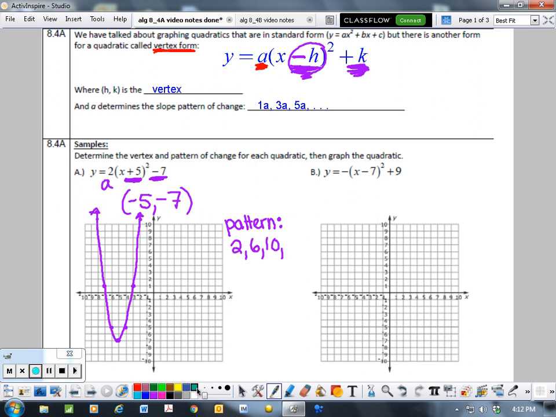So we'll try the next one. This time our a is negative 1. So now our slope or our pattern will be negative 1, negative 3, negative 5, negative 7. And then our vertex will be opposite sign, so positive 7, positive 9. So I go to 7, 9. And now our slope is down 1 over 1, down 3 over 1, down 5 over 1, down 7 over 1.